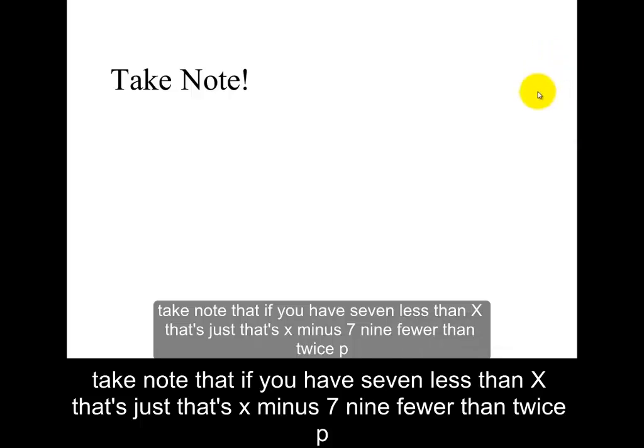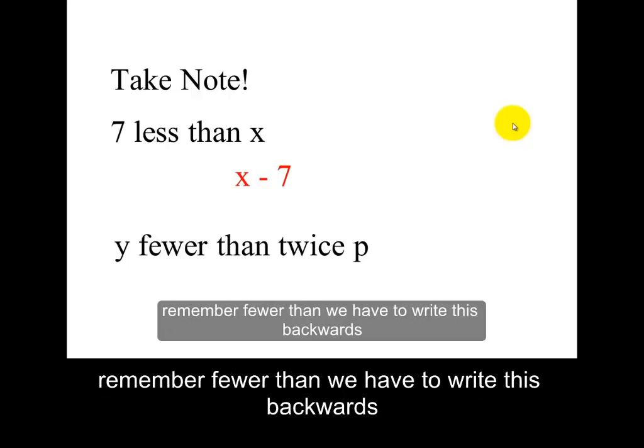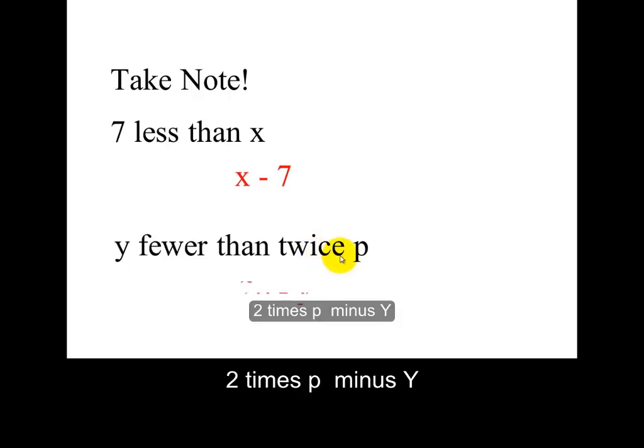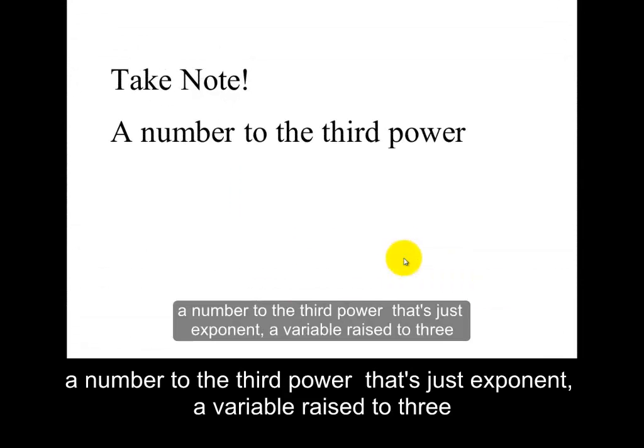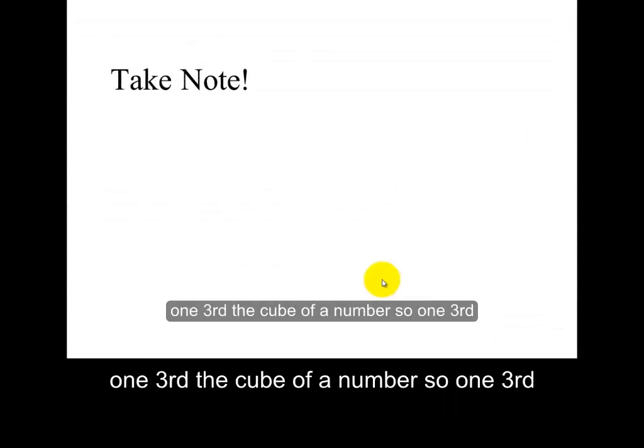Alright, take note that if you have 7 less than x, that's just x minus 7. 9 fewer than twice p. Now remember, fewer than, we have to write this backwards. 2 times p minus 9. A number to the third power, that's just the number raised to 3. A number raised to the power of 5, that's just x raised to 5.